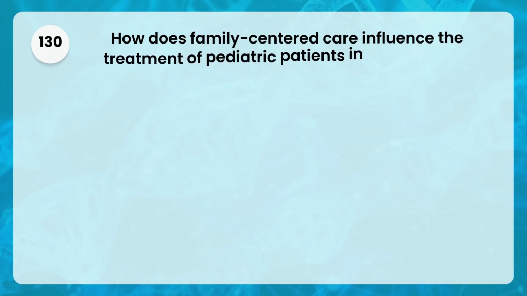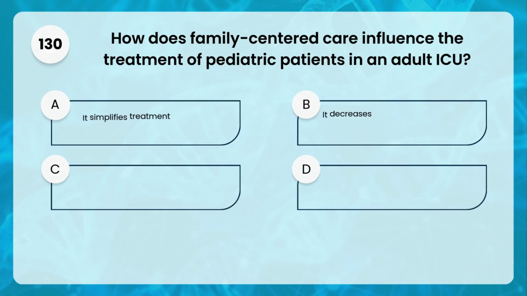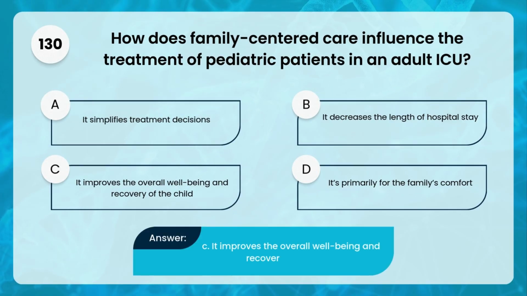130. How does patient-centered care influence the treatment of pediatric patients in an adult ICU? A. It simplifies treatment decisions. B. It decreases the length of hospital stay. C. It improves the overall well-being and recovery of the patient. And D. It is primarily for the family's comfort. The answer is C. It improves the overall well-being and recovery of the child.